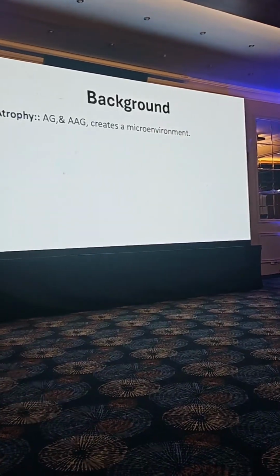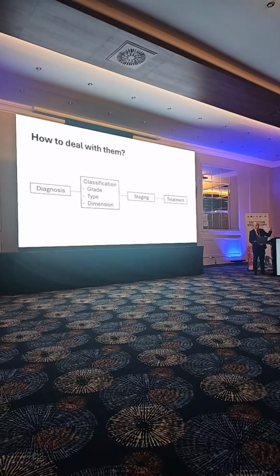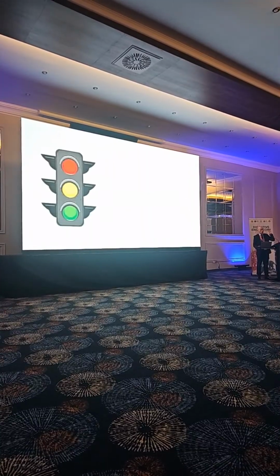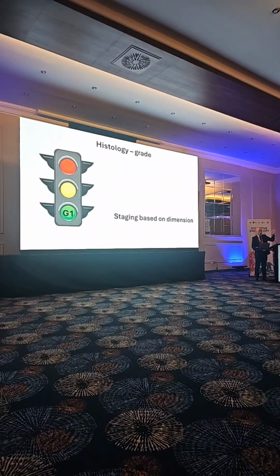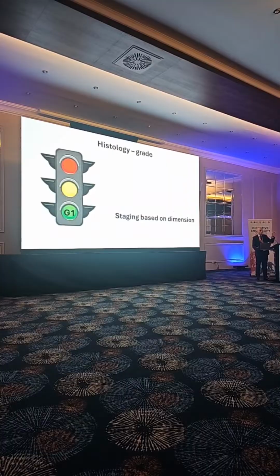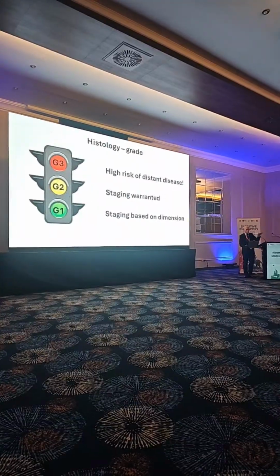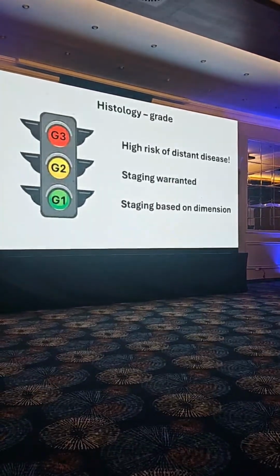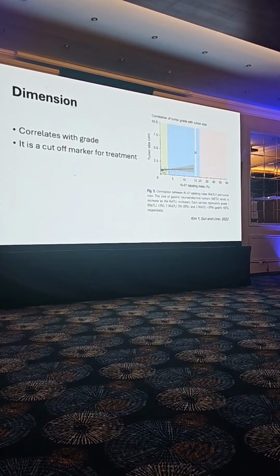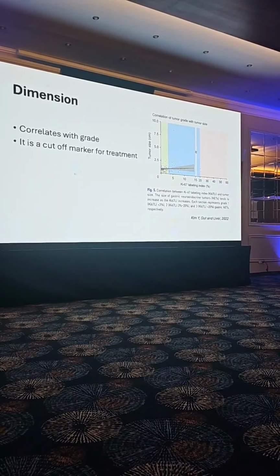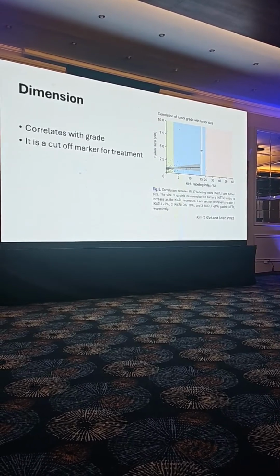So what happened? In atrophic gastritis, it's very important to do staging and then a proper treatment. So we have the green light, and if it's green, then you have a G1 NET. So staging based on dimension. If it's yellow, you have G2, so intermediate. If it's red, you have G3. G3 is a high risk of lymph node and distal metastasis. G2, as we'll see, is intermediate risk. And dimensions are important because the smaller the NET, the more innocuous it is, the bigger it is, the higher the risk of metastasis.